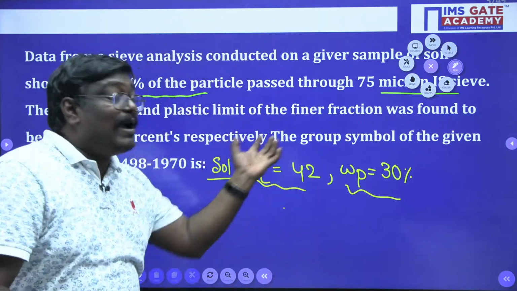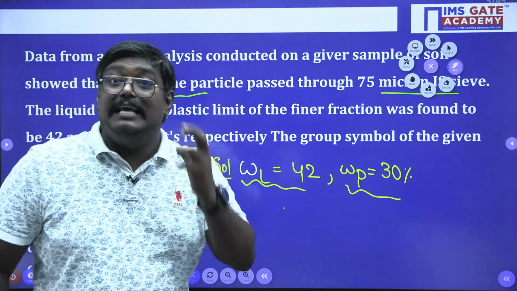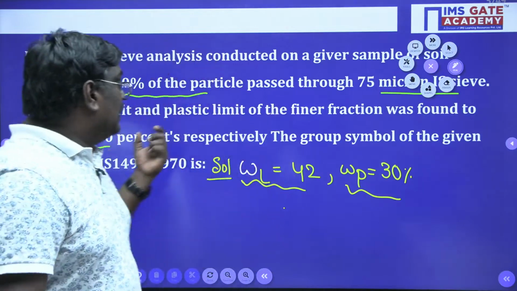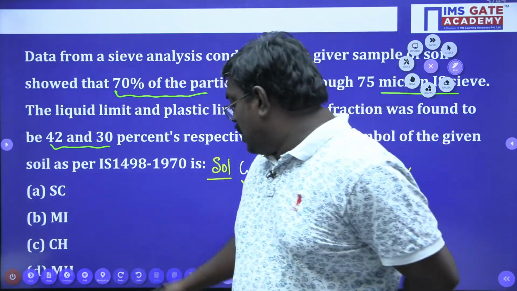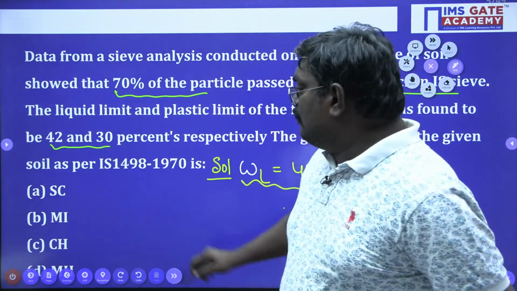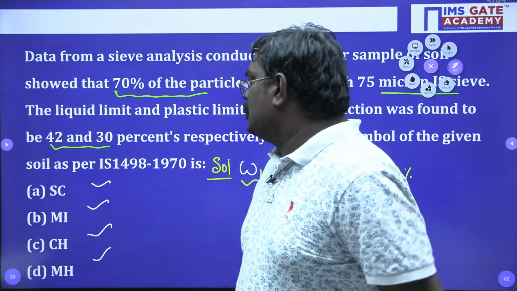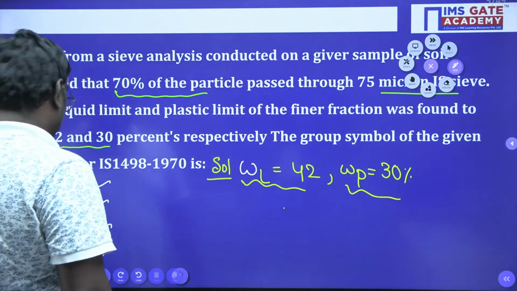Even if you take the values wrong, you can avoid that mistake by remembering that liquid limit is always greater than plastic limit. Now see, students, what are the options given? We have the options: SC, MI, CH and MH. Now let us see how we calculate IP, my dear students.